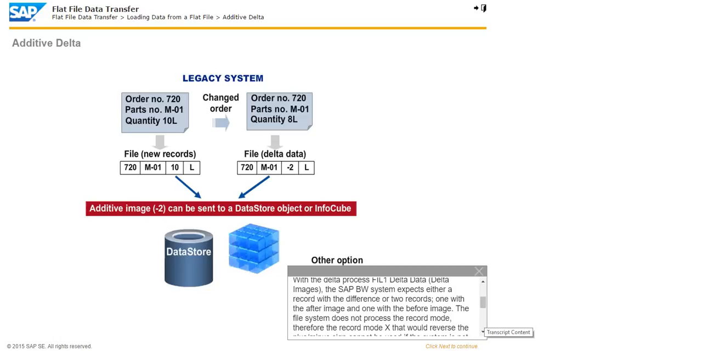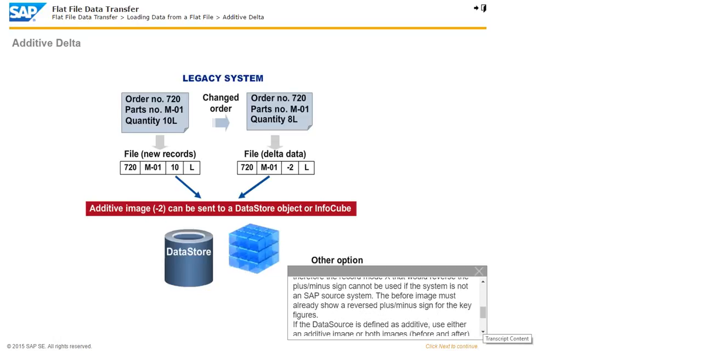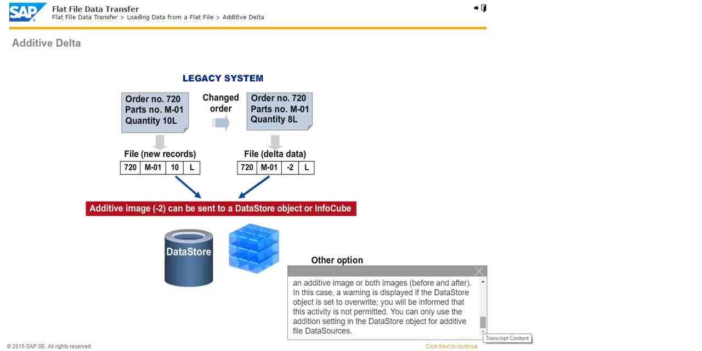Therefore, the record mode X that would reverse the +/- sign cannot be used if the system is not an SAP source system. The before image must already show a reversed +/- sign for the key figures. If the data source is defined as additive, use either an additive image or both images before and after.